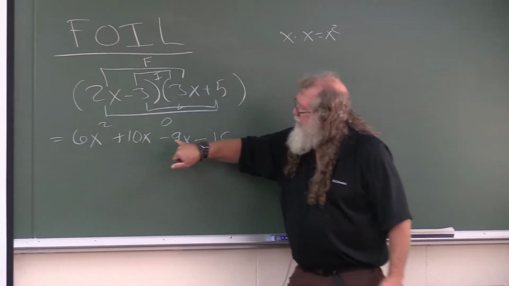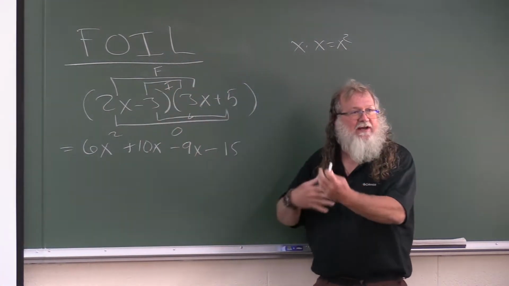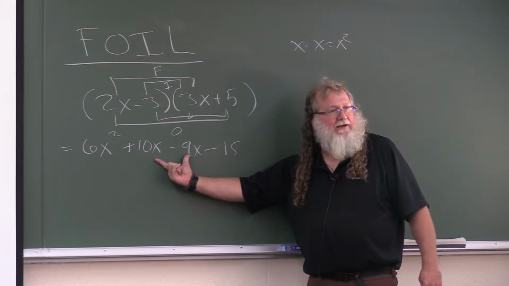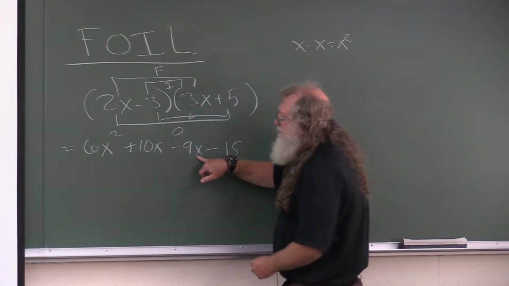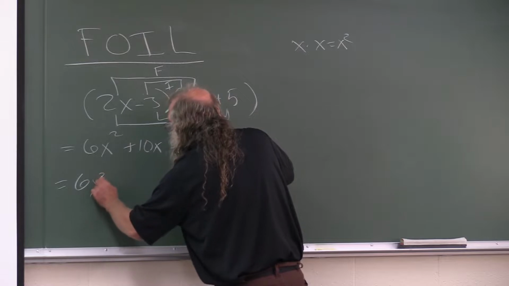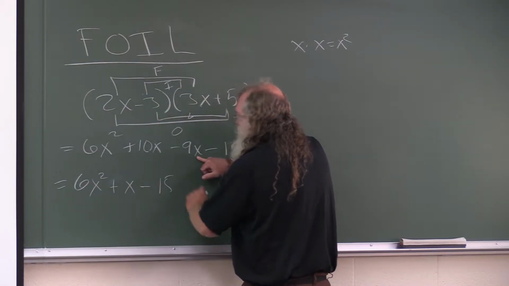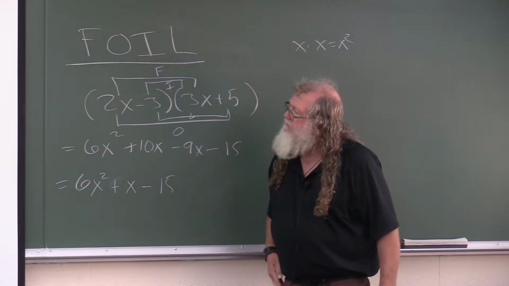So that's what we get when we multiply them, and notice what we have here. We have 1, 2, 3, 4 terms. That's because you have 2 times 2, and there has to be 4 combinations. Now, what can we do with these two? These are what? Like terms, right? If I have 10 of them, I take away 9 of them, I have what? 1 left. So I get 6x squared plus x minus 15.